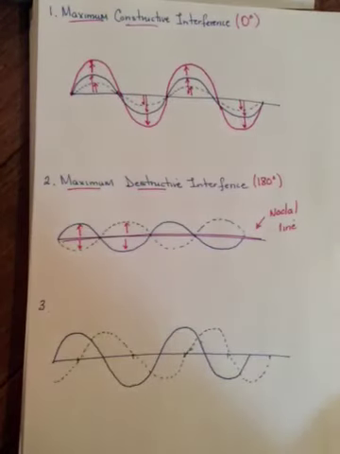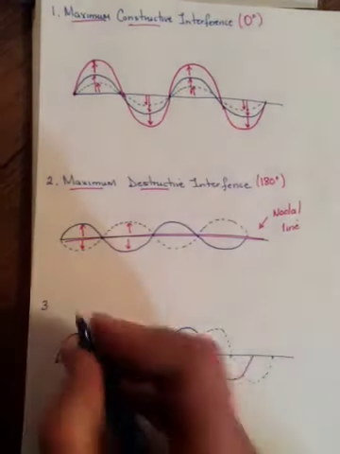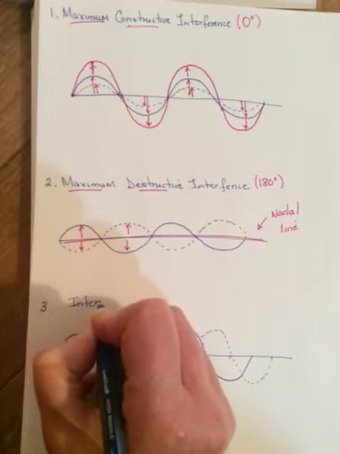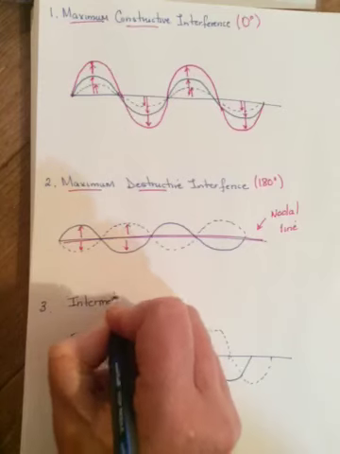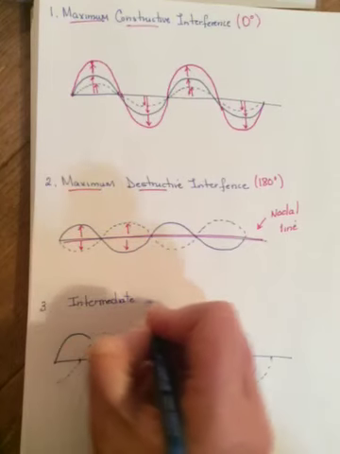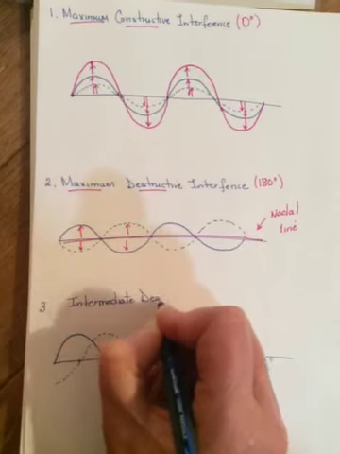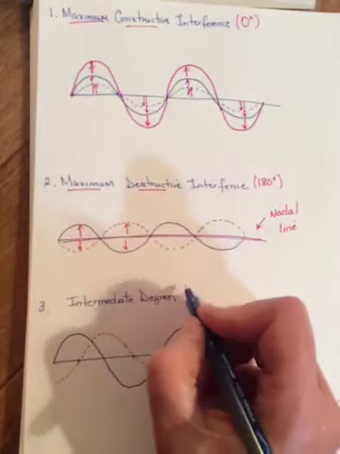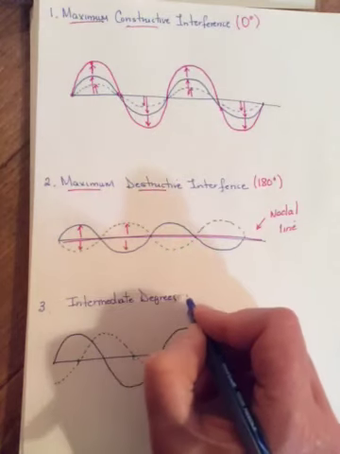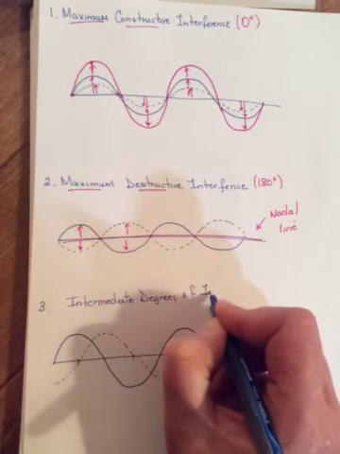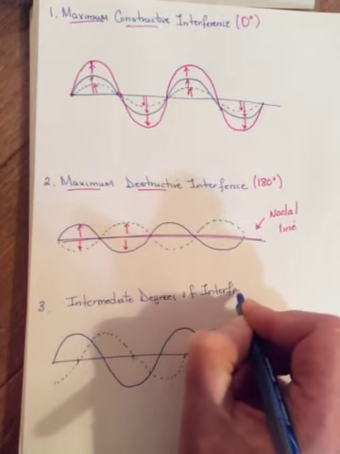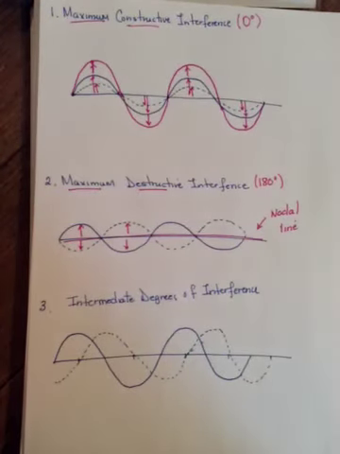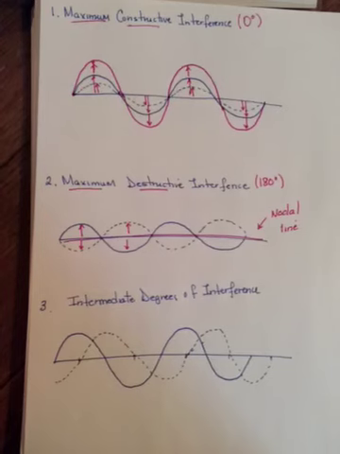Oops, I didn't put the title on this one. The third one is intermediate degrees of interference. In other words, they're not totally in phase and they're not totally out of phase. If you look at the one I have drawn, it's actually 90 degrees out. It's a quarter of a wavelength out.